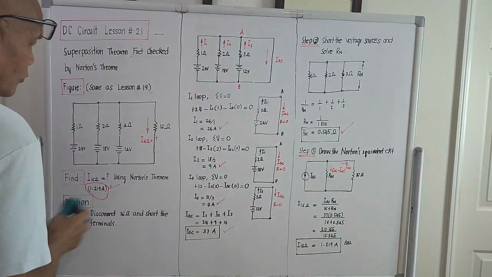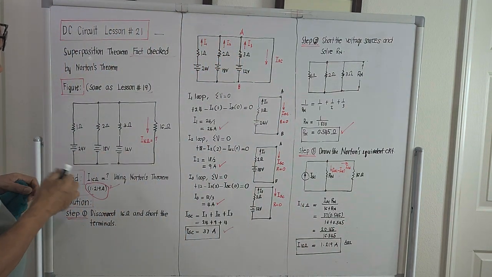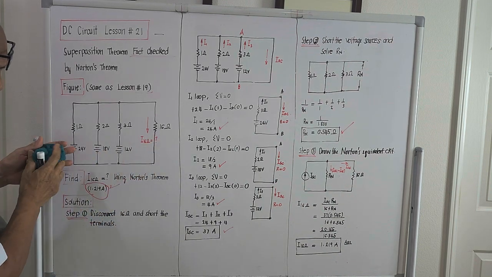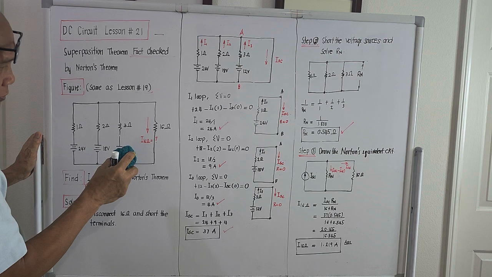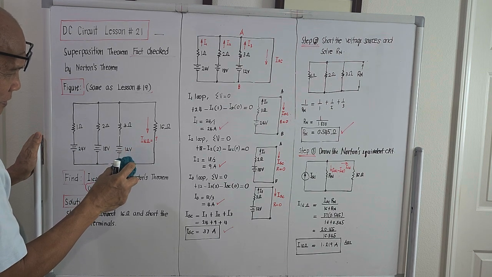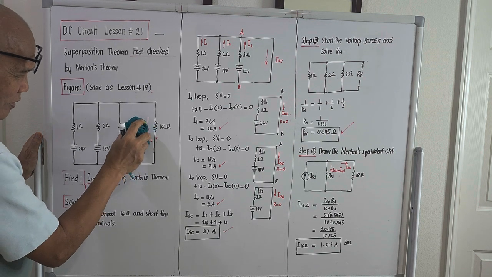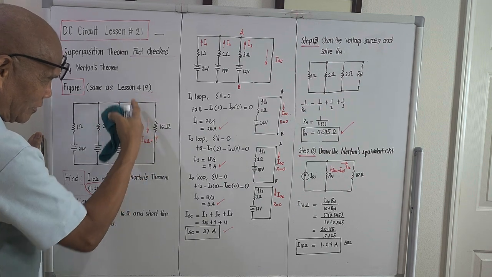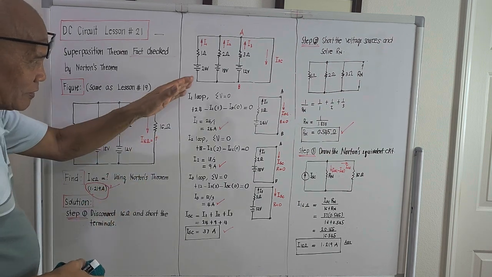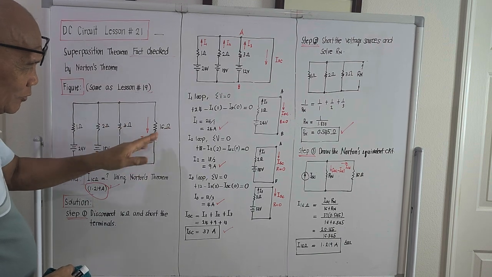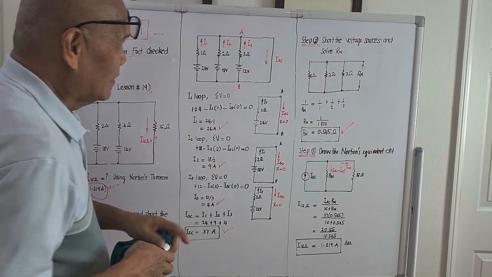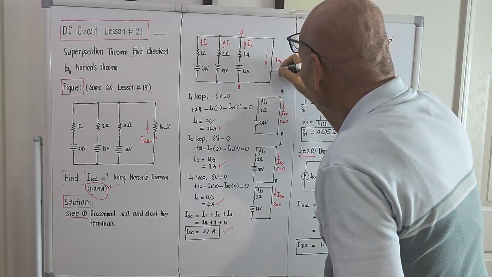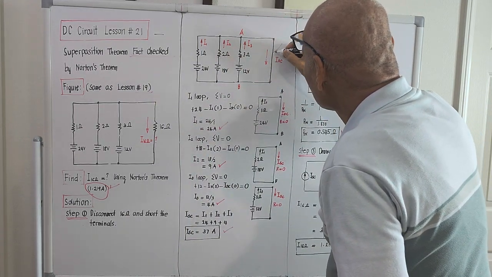Okay, we will short the terminals. We disconnect the 16 ohm load, then we short the terminals. So according to the concept, we remove the 16 ohm load, then we try to short the terminals. So what will come out will be this circuit here. We remove the 16, and there is a shorting wire across this. This is the shorting wire.